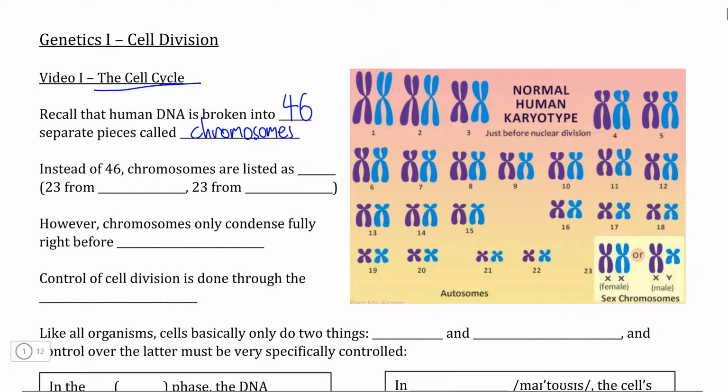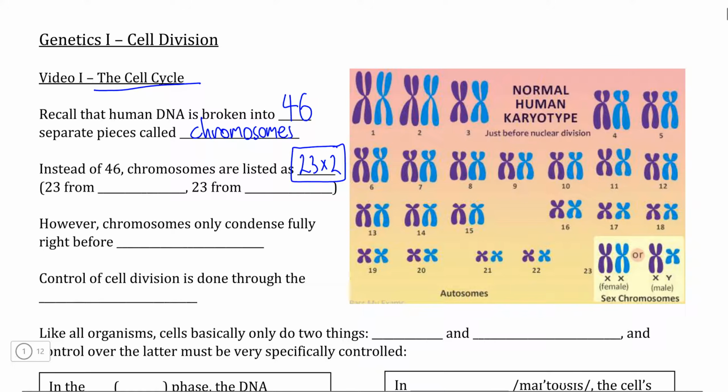Now, most biologists don't actually use the number 46. They find it more useful to describe your chromosomes as two sets of 23 chromosomes, even if these numbers are identical, because this tells us a little bit of information about where each of these chromosomes came from.